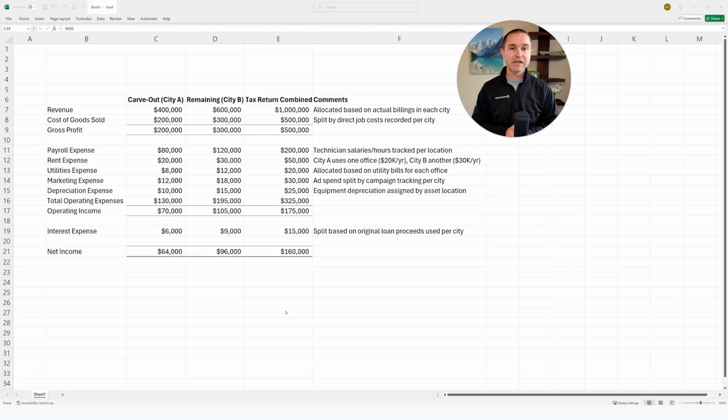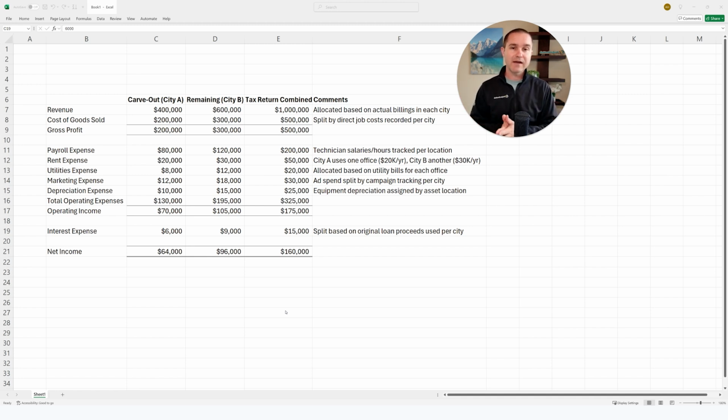Now the problem is that on my tax return, both cities are just lumped together. So from the SBA lender's perspective, they don't have a good way to tell what revenue is city A, and what expenses are attributed to city A, so that they can get an idea of whether this carve-out portion of the business is profitable, and whether it can cash flow an SBA loan.